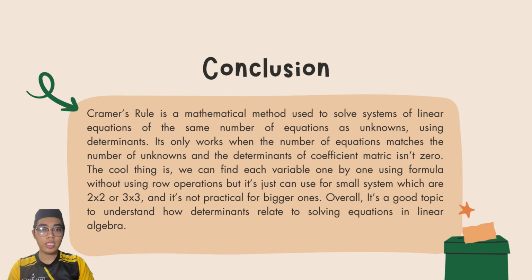So the conclusion is, Cramer's rule is a mathematical method used to solve a system of linear equations with the same number of equations as unknowns, using determinants. It only works when the number of equations matches the number of unknowns and the determinant of the coefficient matrix is not 0.